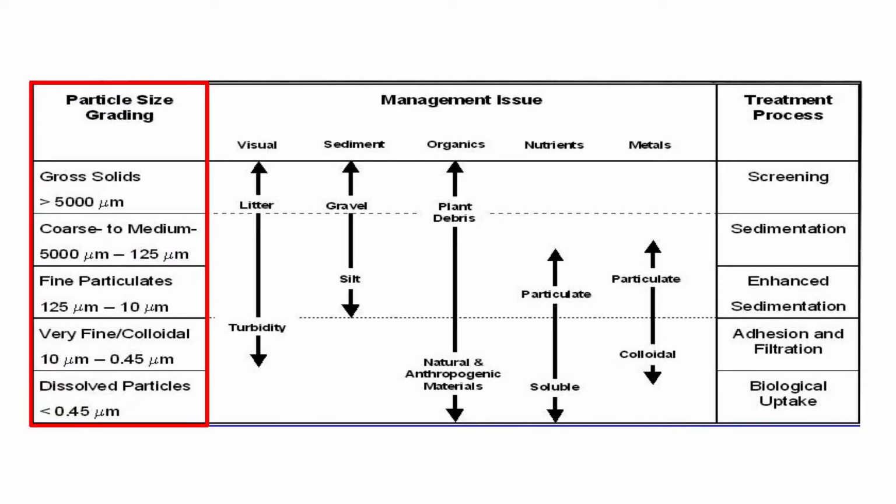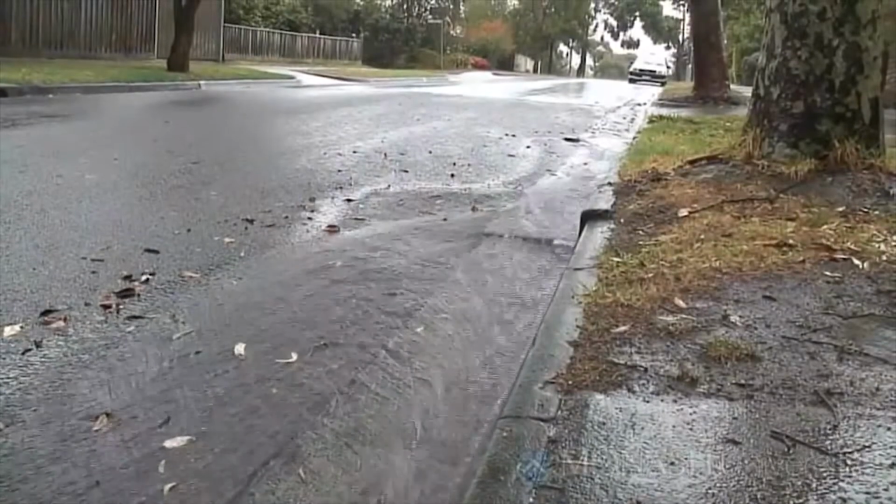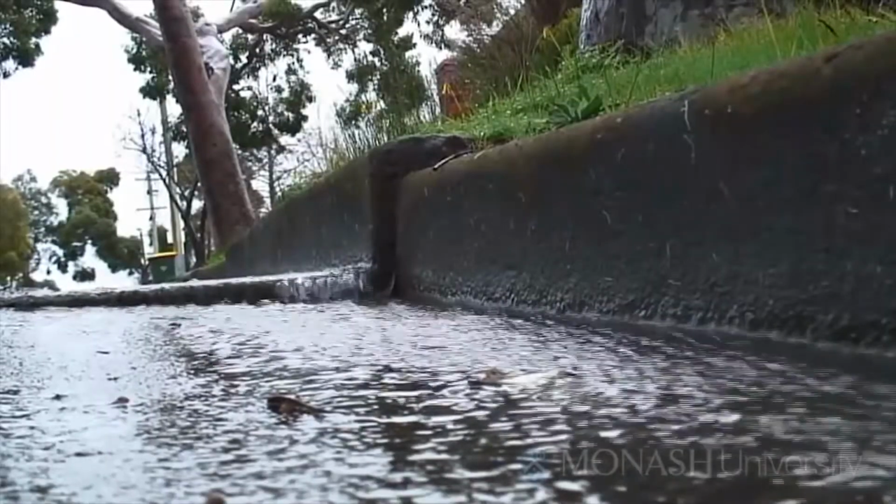If you look down that column, you'll find that we move from gross solids to what we call coarse to medium-sized particles. They are generally your sediment. You see them in terms of the sand and some of the rocks and soil that you see carried by stormwater every time it rains.